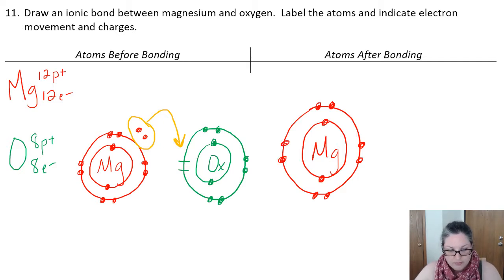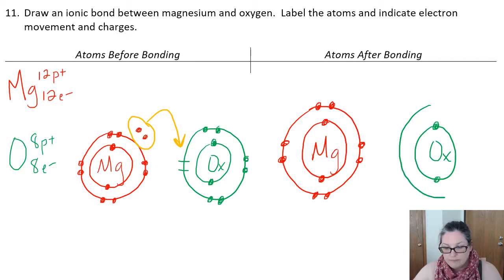All right. And then oxygen. Again, I'm going to put a little X just because it looks like a circle or a ring or an O. Now they're both going to have full outer shells. And these last 2 electrons are from magnesium. Those are the ones that were transferred over.